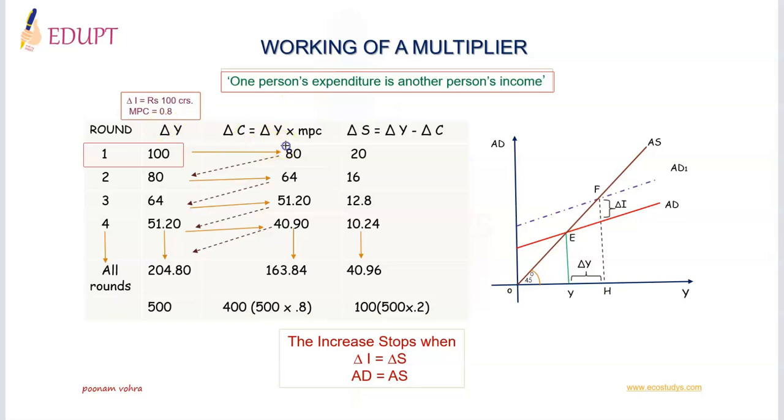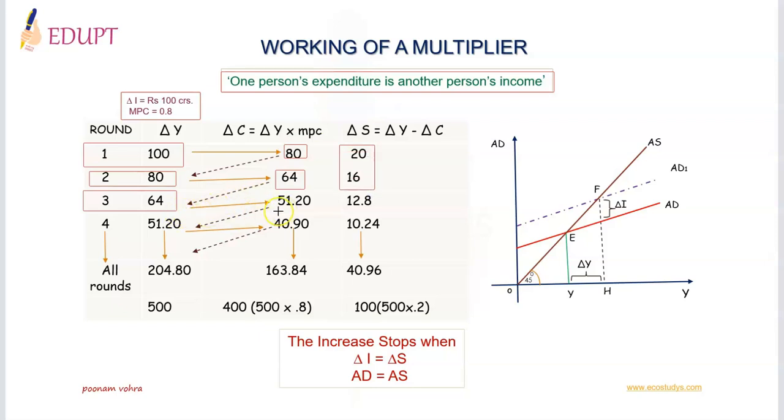So investment of 100 raises the income of producers of these goods by 100 crores, out of which 0.8 is MPC, 80% is spent. This expenditure incurred on consumption results in rise in income of the producers of those consumer goods by 80 crores. So increase in income at the end of second round would be 100 plus 80, out of which again 80% is consumed. That means 64 crores of income is spent on consumption, which becomes the income of the producers of consumer goods in the third round. And whatever is not consumed gets saved.